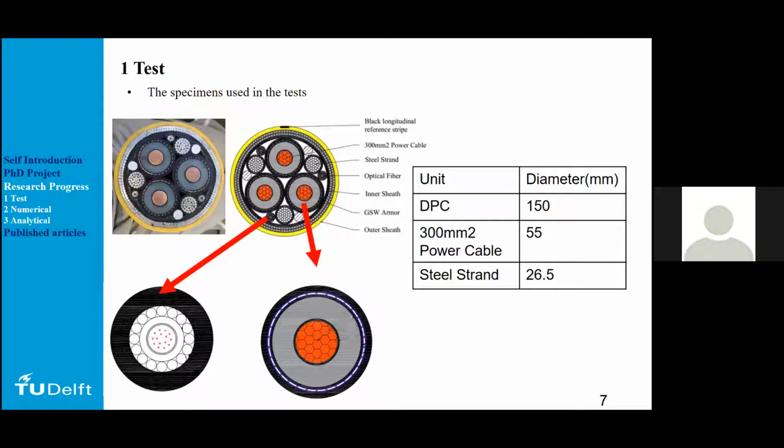Now, this brings us to the test. The specimen used in the test is a 3-core power cable. The diameter of the cable is 150 millimeter. It is composed of 300 millimeter square power cores, and some steel strands are also used in the cable.